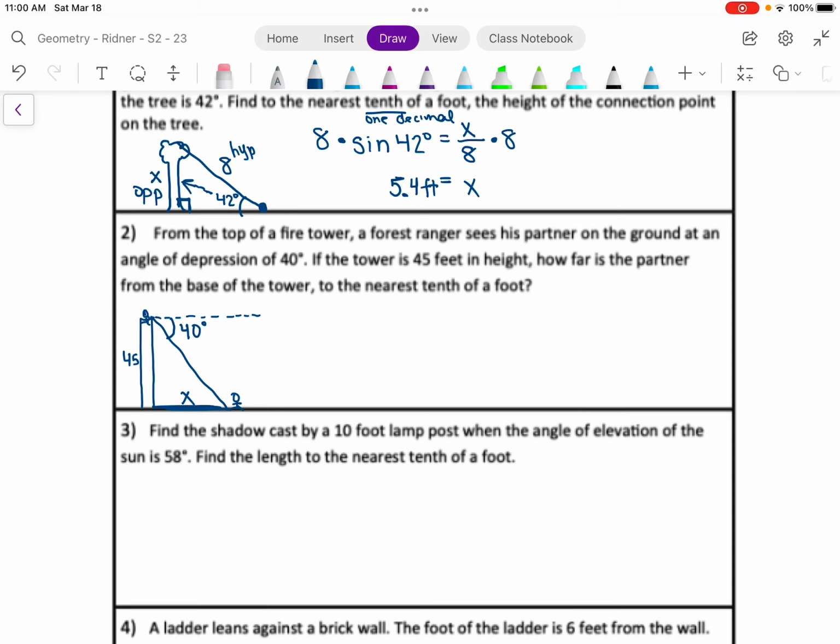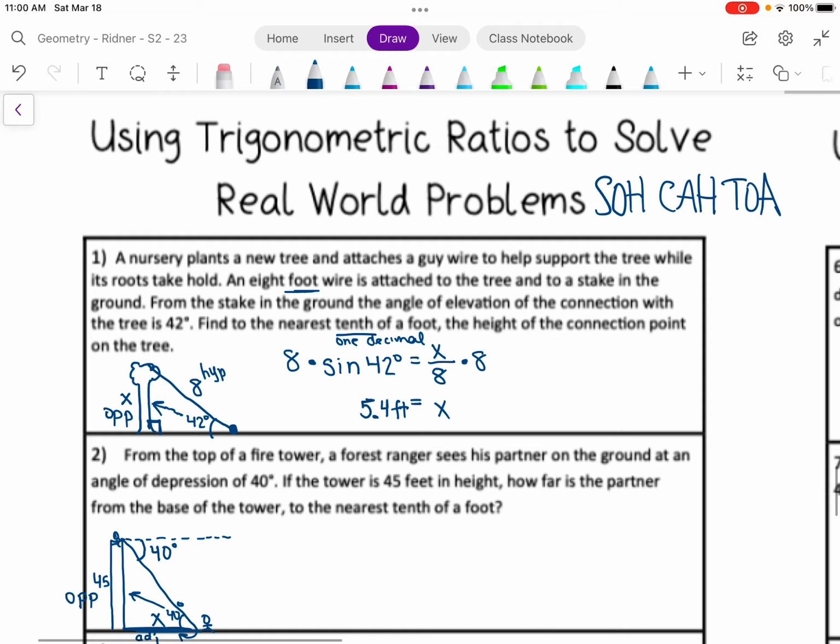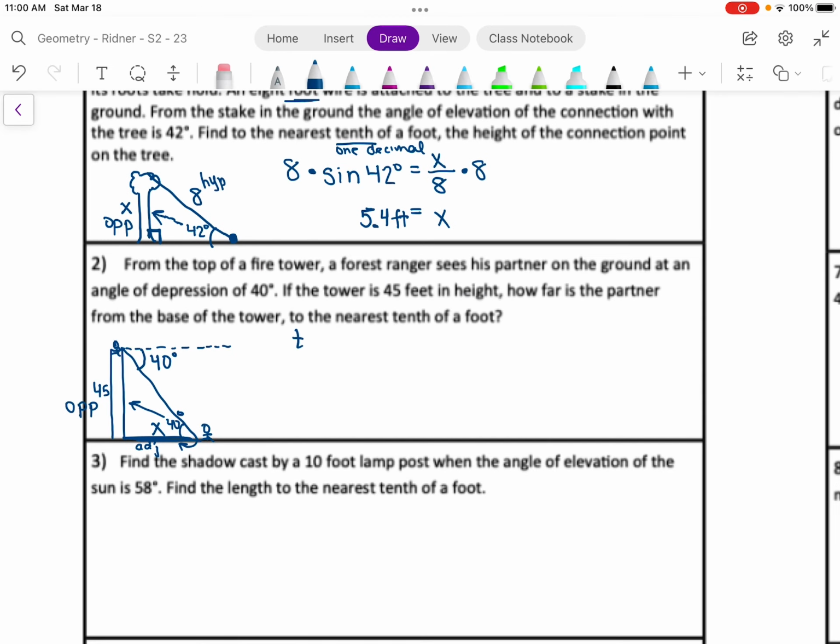Okay. So if this is 40, I also know that this is 40. All the way, when you're doing angle of depression, it's very important that you figure out this part right here, okay? And then I think, all right, so across from that is the opposite. And beside it is the adjacent. Look back up at that word SOHCAHTOA. That's going to be your TOA part, right? So tangent of 40 equals 45 over x.